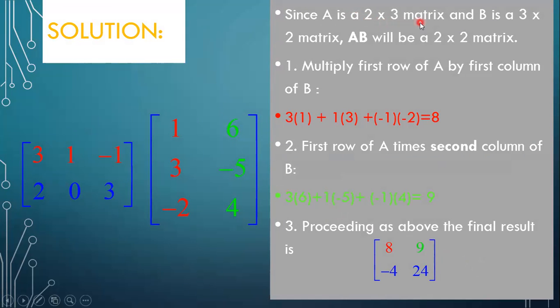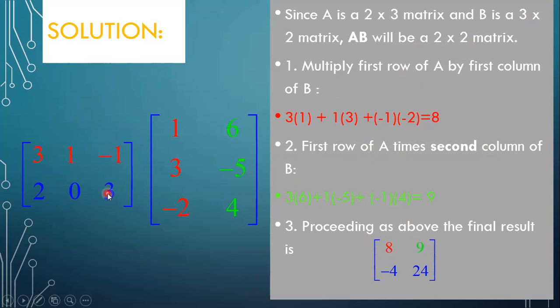Since A is a 2 by 3 matrix and B is a 3 by 2 matrix, AB will be a 2 by 2 matrix. We multiply the first row of A by the first column of B, that is, the one which is in red. That will be 3 times 1, 1 times 3, and -2 times this to give us 8. The first row of A times the second column, this times this, the one which is in green, gives us the answer here.